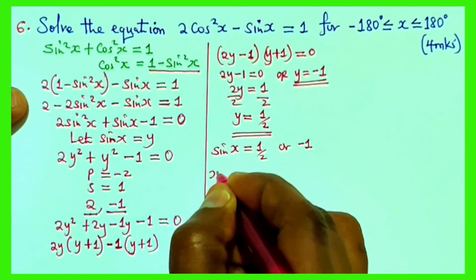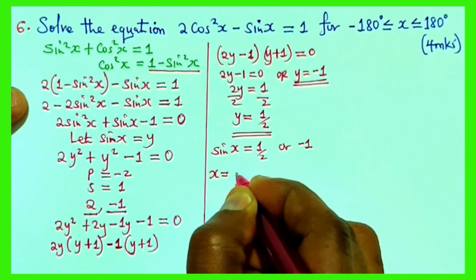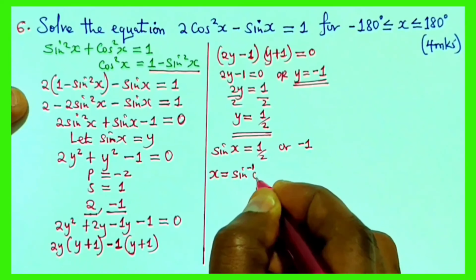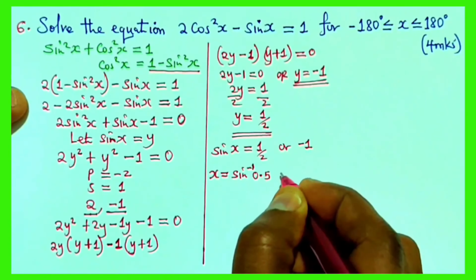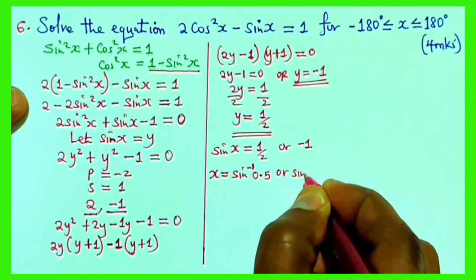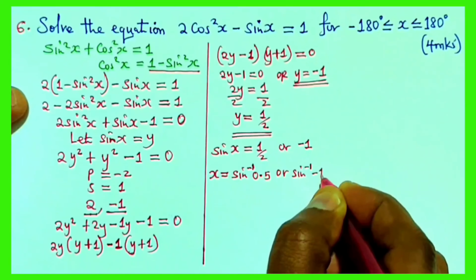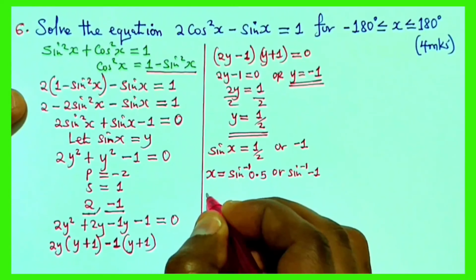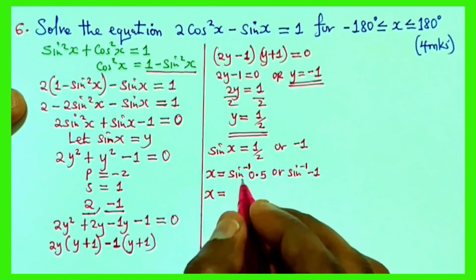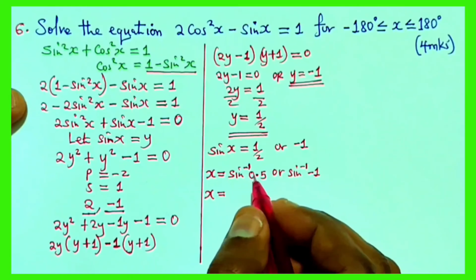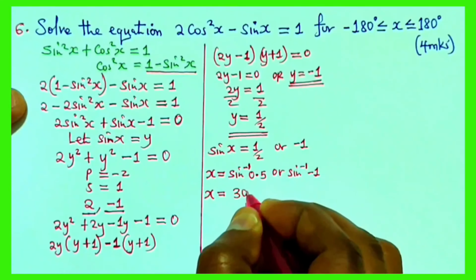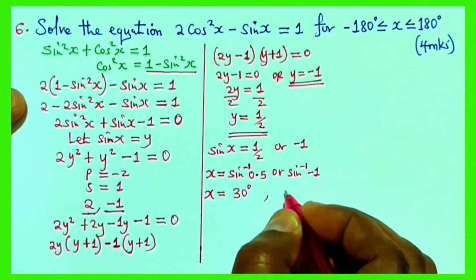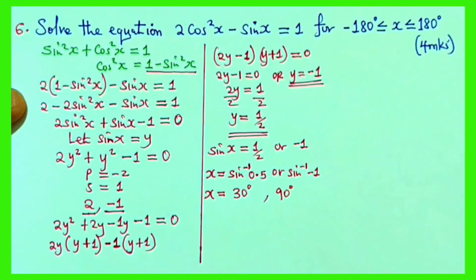Finding the value of x, x will be equal to the sine inverse of a half, which I can write as a decimal number, 0.5, or it can be the sine inverse of negative 1. And therefore x will be equal to the sine inverse of 0.5, which is 30 degrees, and the sine inverse of negative 1 will be equal to negative 90 degrees, or 90 degrees in reference.